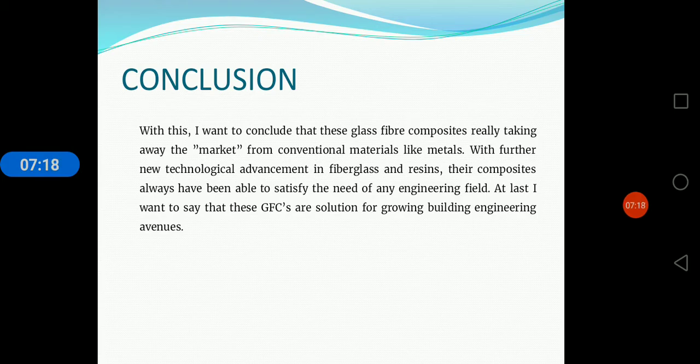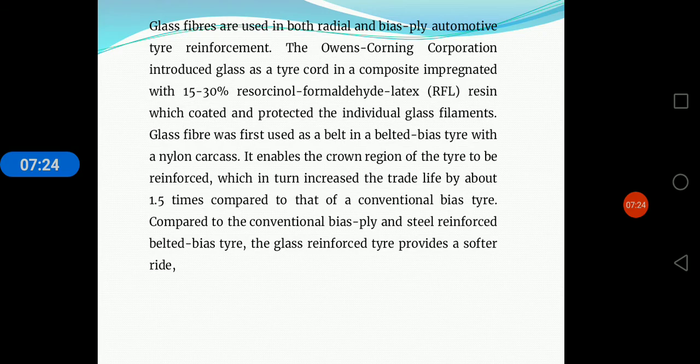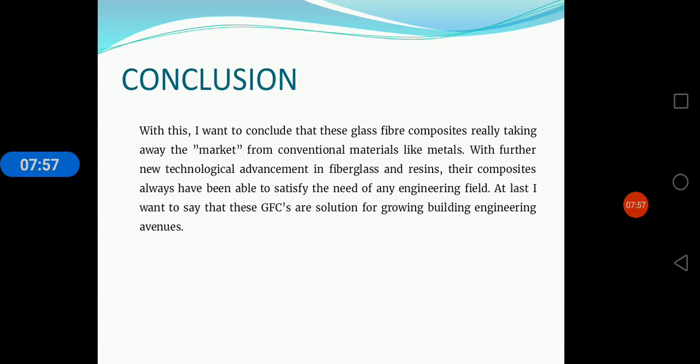At least I want to say that glass fiber solutions are growing building engineering avenues. Owens Corning Corporation introduced glass tire cords of composite impregnated, coated to protect individual glass filaments, which, compared to the conventional bias ply and steel reinforced belt bias, provide a softer ride. Because of these protective individual glass filaments, the first used in the belt is nylon. At last, I want to say that.